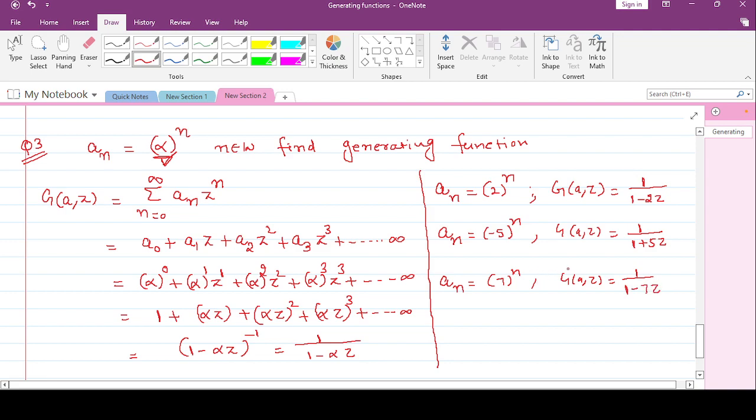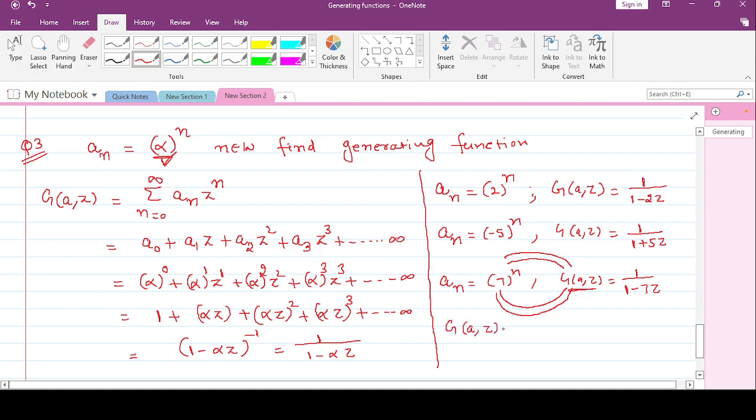Okay, so you can switch between these two. If you are given this generating function, then you can tell that this is the sequence, and if you are given this sequence, you can tell that this is the generating function. Okay, so this is very important. While solving questions, it will be used. For your practice, I give you one question.